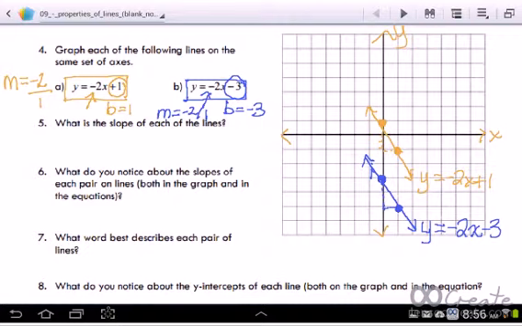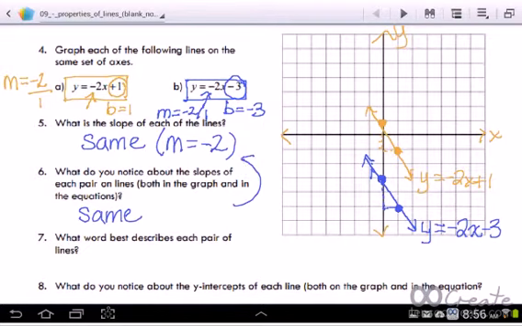So we can see again in this example that the two equations had the same slope. In both cases, the slope was -2. And again, we see that they have the same slope, so we can sort of refer to that answer. And what word best describes each pair of lines? If you look at the graph, the lines have the same slope, and it turns out that when that's the case, they are parallel.